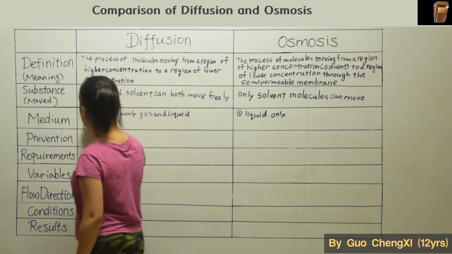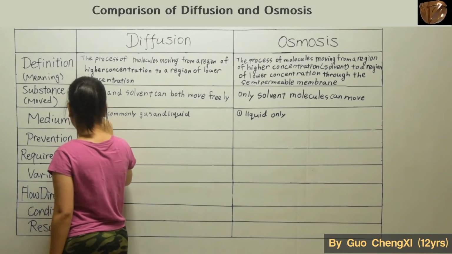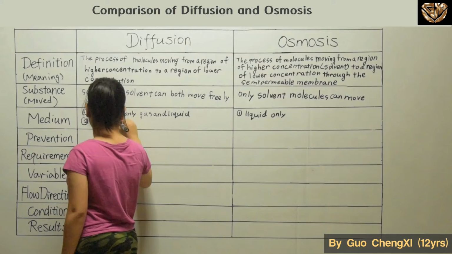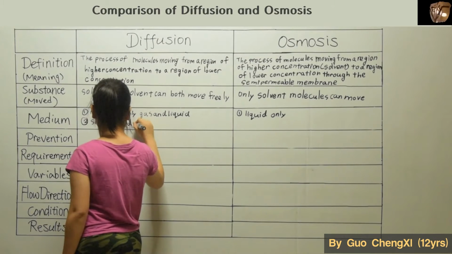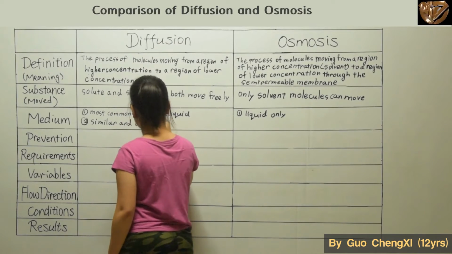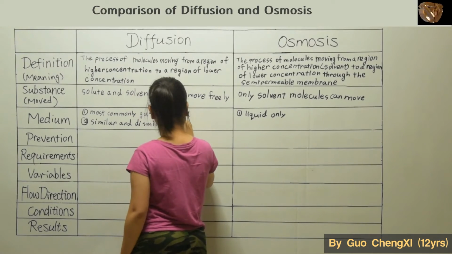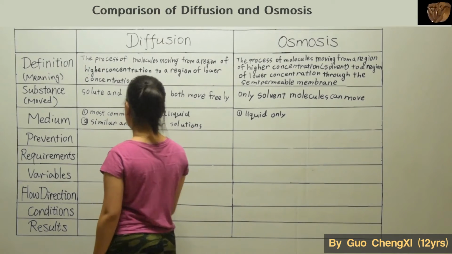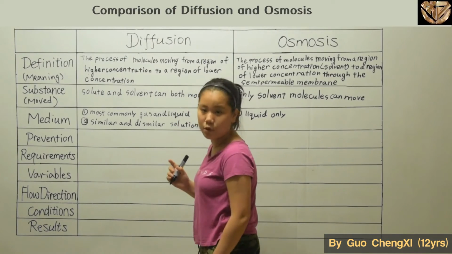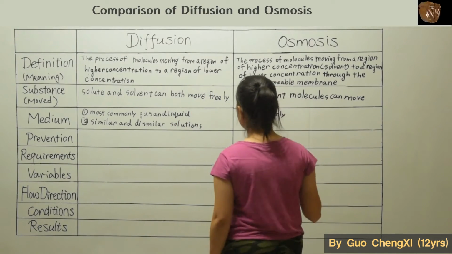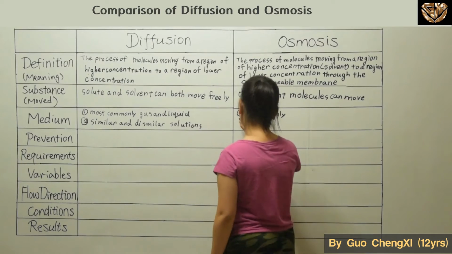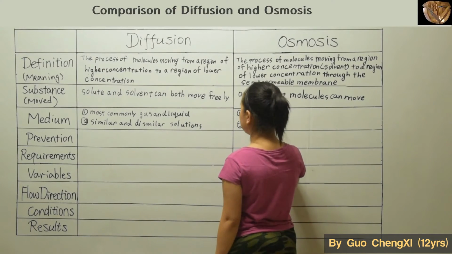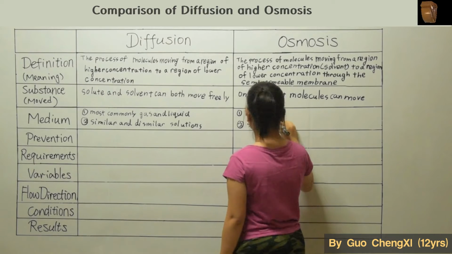The second one is that it can happen for both similar and dissimilar solutions. Both similar and dissimilar solutions can be the medium. It doesn't necessarily need to be the same kind of solutions. Compared to osmosis, it only allows similar solutions. Similar solutions only.